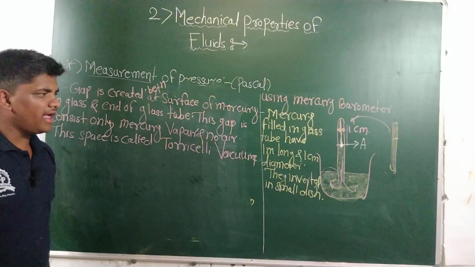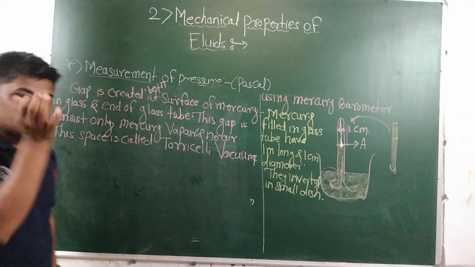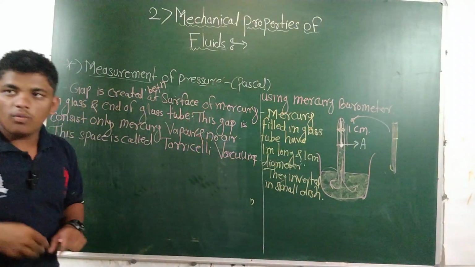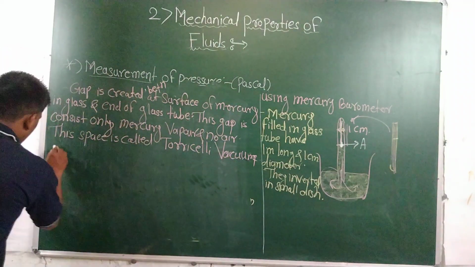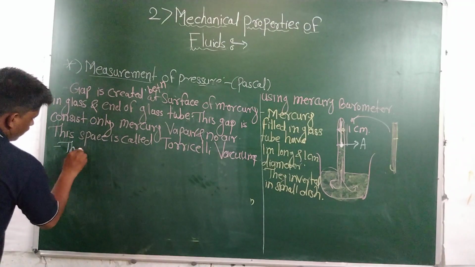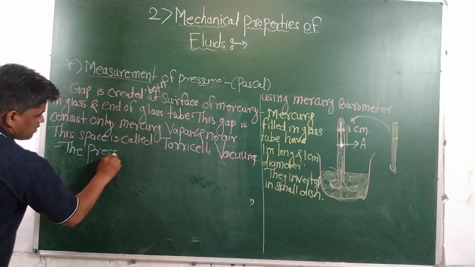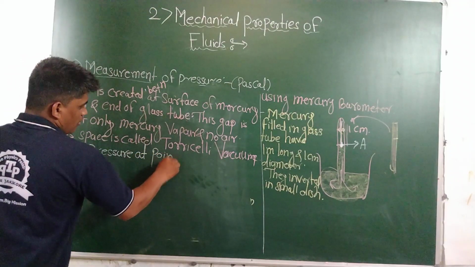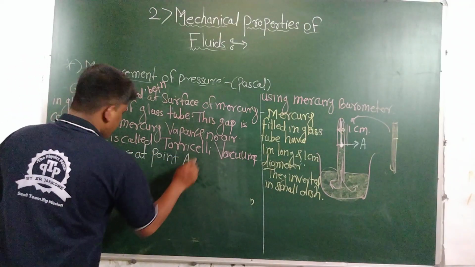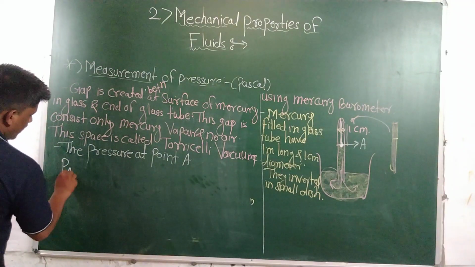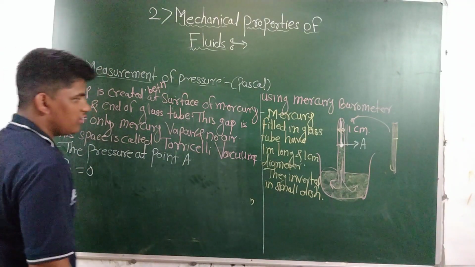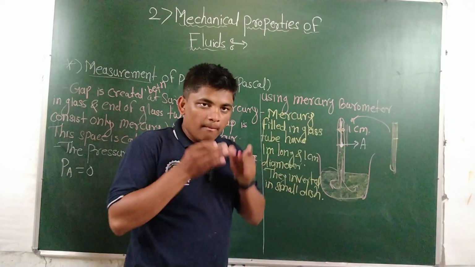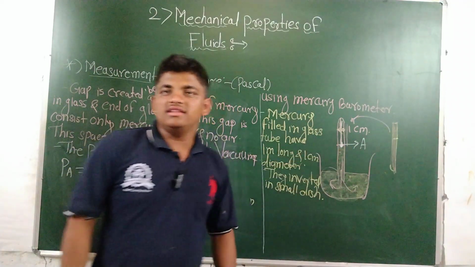The pressure at point A is lower or zero, because there is no fluid of any kind there, so the pressure at that place will always be zero. Then the pressure at point A, that is P of A, is equal to zero. Pressure on the surface of the mercury in the glass tube is zero.